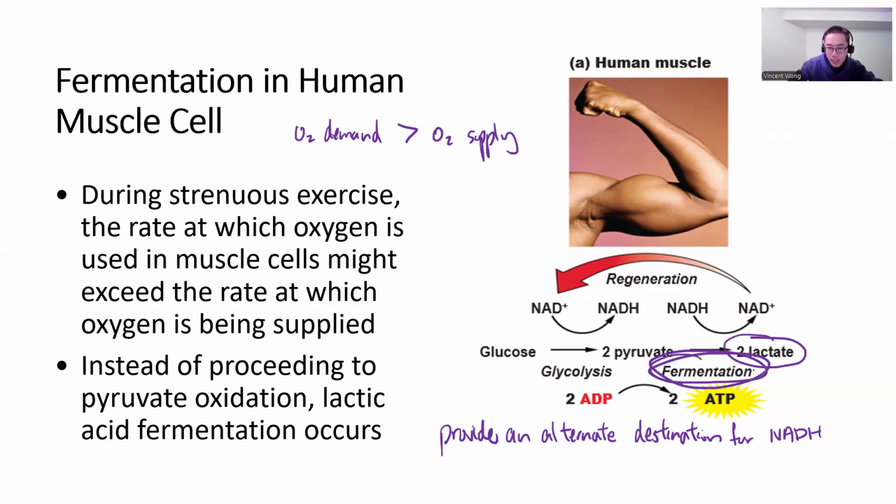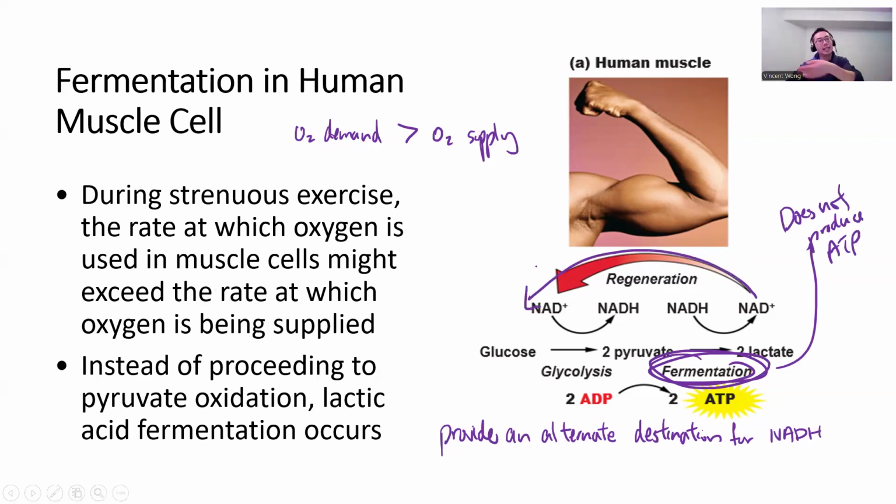Now, this process is not producing ATP. Fermentation does not produce ATP. But what it does achieve is freeing up the NAD plus. NAD plus can go back and allow glycolysis to keep on going. Right? So glycolysis, as you know, doesn't generate a lot of ATP. It generates like 2 net, but it's better than nothing. It's going to keep you going a little longer before you have no choice but to stop.